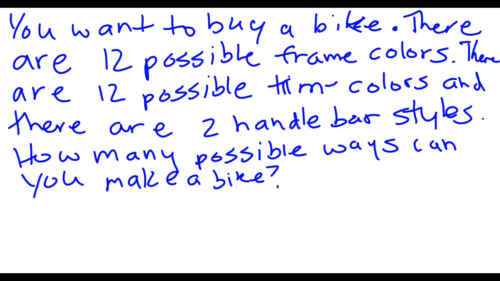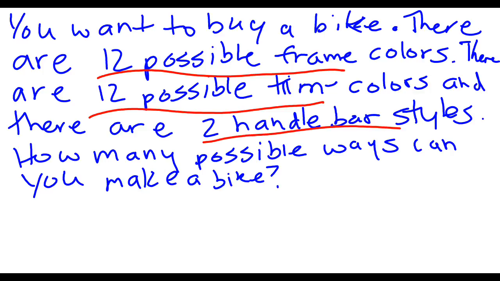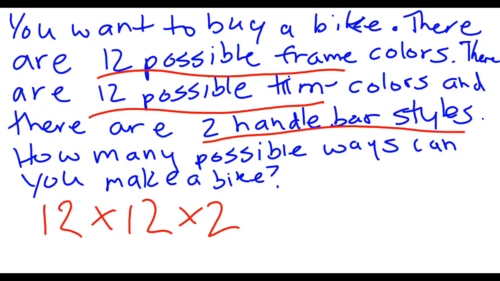So I need you to identify all of the different variables. So if I go through here and look at this, I would say, okay, 12 frame colors, 12 trim colors, and 2 handlebar styles. So that would be 12 times 12 times 2. I'd like you to try that yourself right now. If the substitute would please hit pause and then see what some of the answers are in a few moments.